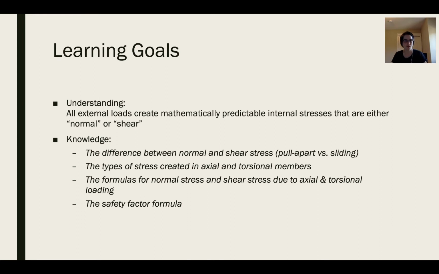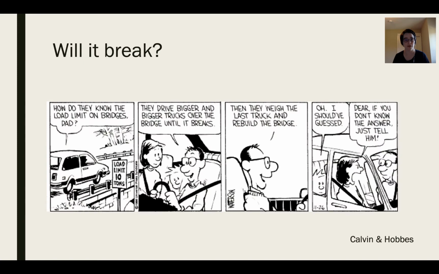We're going to be focusing on developing an understanding that all external loads create mathematically predictable internal stresses that are either normal or shear. Along the way, we're going to learn the difference between normal and shear stresses, so pull apart versus sliding mechanisms, the types of stresses created in axial and torsional members, the formulas for normal and shear stress due to axial and torsional loading, and the safety factor formula.